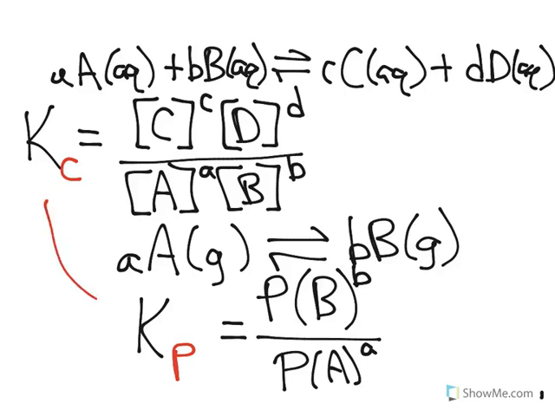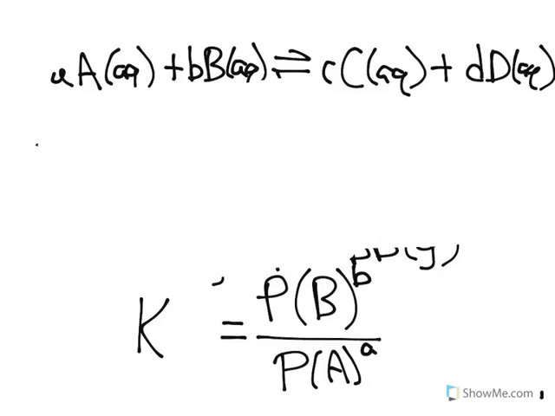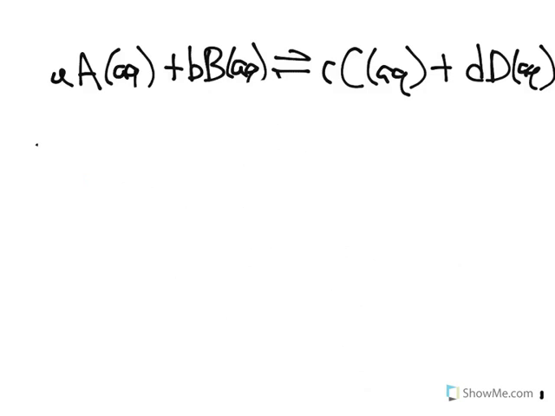So I wouldn't really worry too much about the connection between these two, but do worry about the notation here. If you're using Kc, you're measuring concentrations. Measuring with Kp, you're measuring pressures. Now, we haven't talked about what would happen if these are solids or liquids, and there's a reason for that.